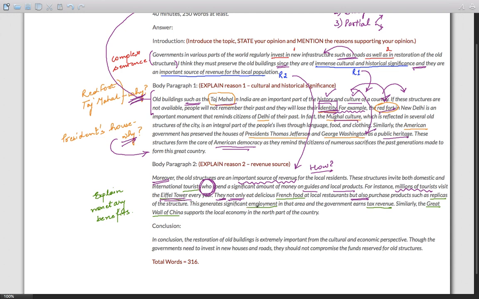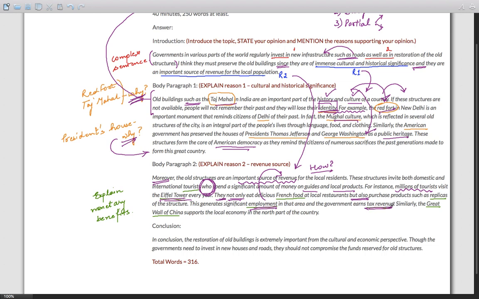This generates significant employment, so this is a benefit. Okay, millions of tourists come, they eat French food, purchase replicas, but what is the benefit? The benefit is that this generates employment. The employment means that it is an important source of income, revenue, okay? And the government earns tax revenue.